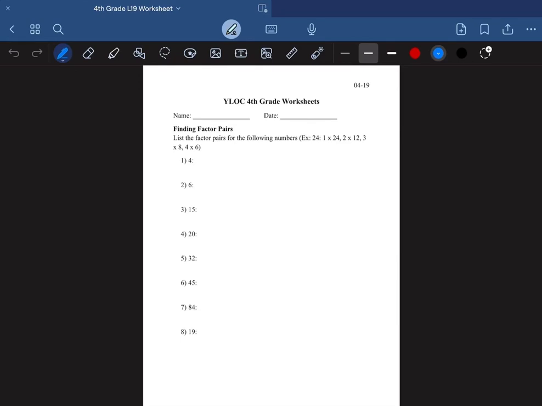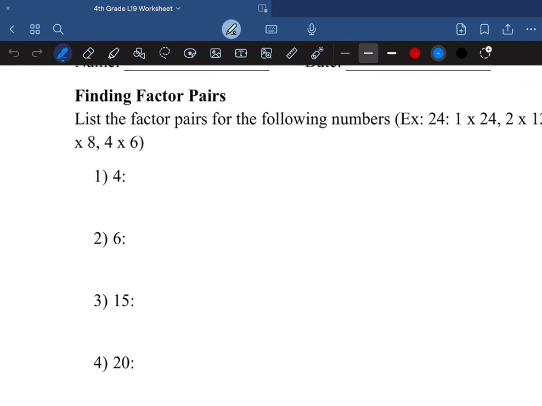This is the 4th grade lesson 19 worksheet, finding factor pairs. List the factor pairs for the following numbers. For example, the factor pairs for 24 are 1 times 24, 2 times 12, 3 times 8, and 4 times 6. So number 1, we have the number 4.